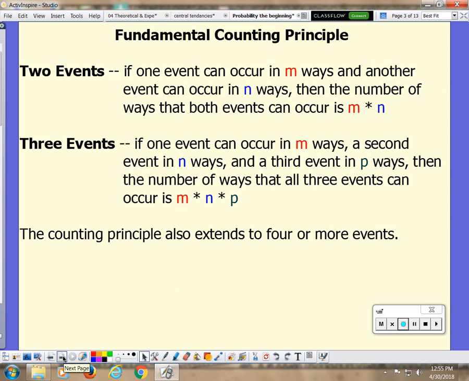So what does that lead me to? It leads me to the fundamental counting principle, which states that if you have 2 events, if one event can occur m number of times, in other words, the meats was 4, and another event can occur n ways, bread was 3, then the number of ways that both events can occur is m times n. Or in other words, for our tree diagram, 4 meats times 3 breads is 12 different possible sandwiches.